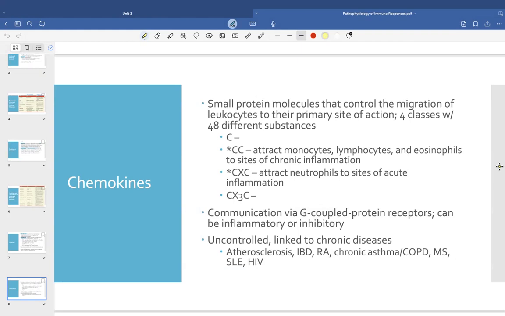Okay. In uncontrolled pro-inflammatory states, it can lead to some of these chronic diseases. Okay. This is all relatively new information, and so there's a lot still being learned about it.